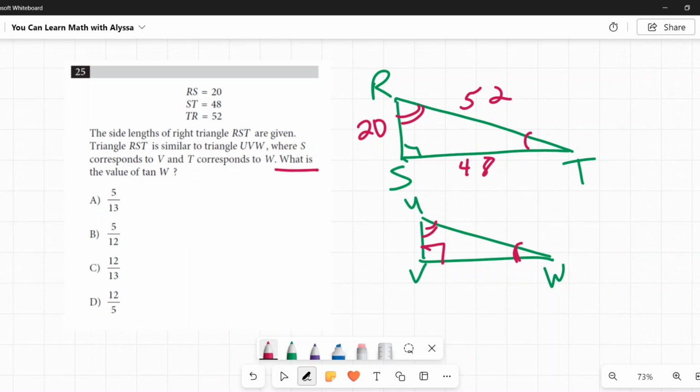And how do you find tangent? It is the opposite over adjacent. Okay, so for this angle, the opposite side is the side, not the hypotenuse. The hypotenuse is not involved in tangent. It's the two short legs. The opposite side is the one that it is looking at, not the one that's next to it. The one that's next to it or touching it is adjacent.